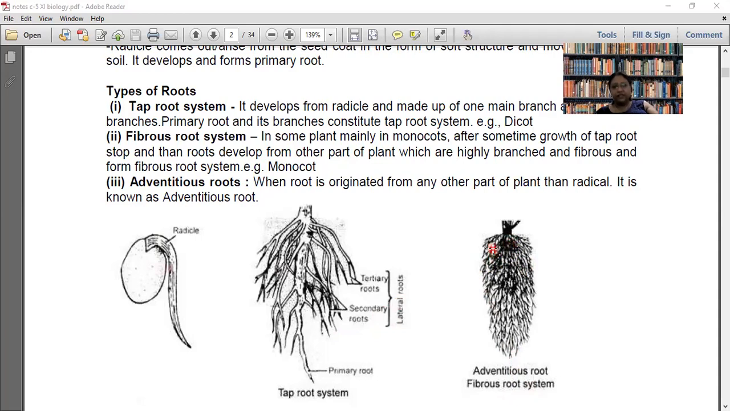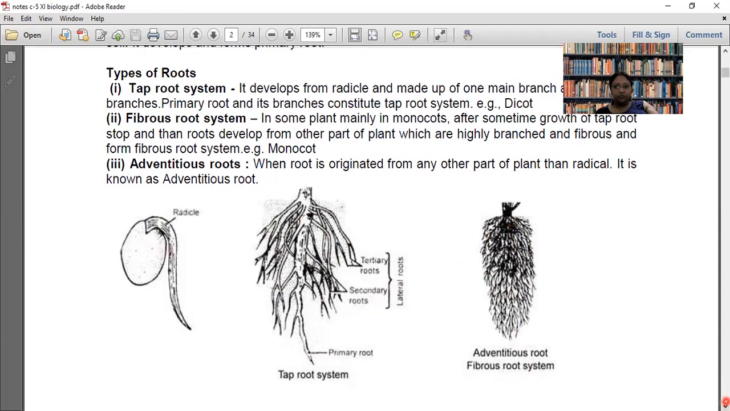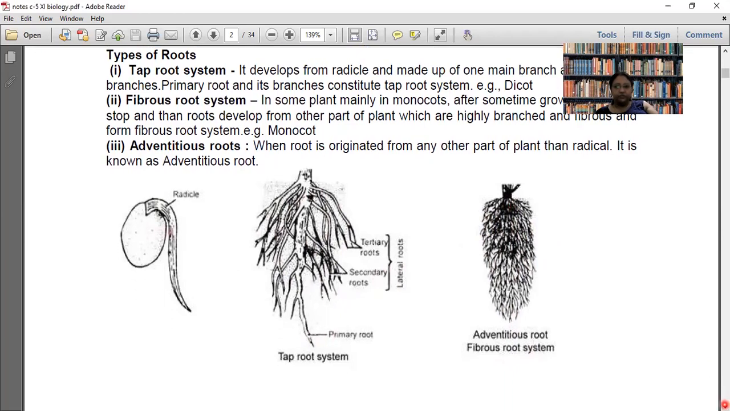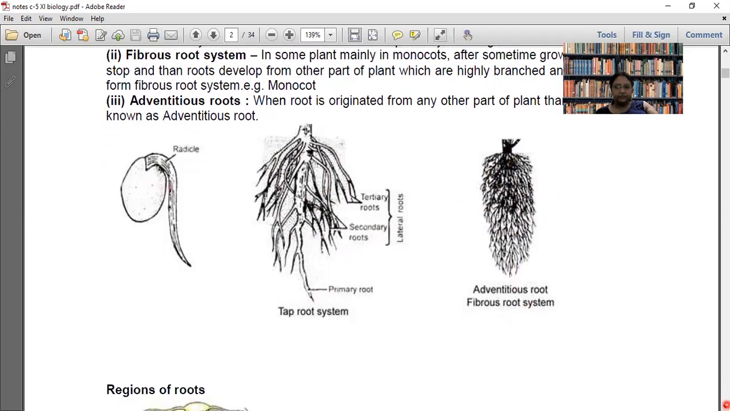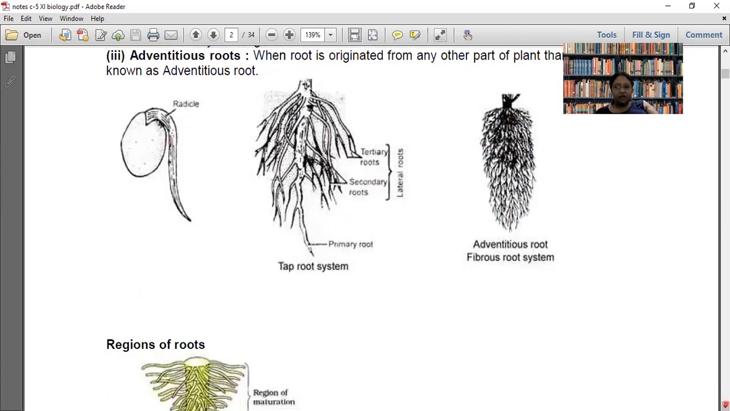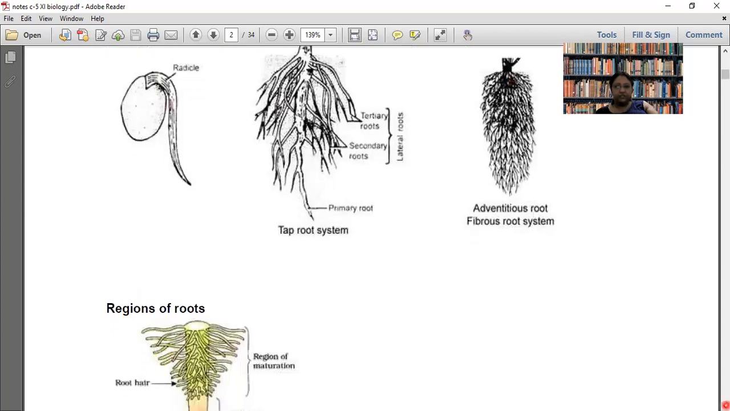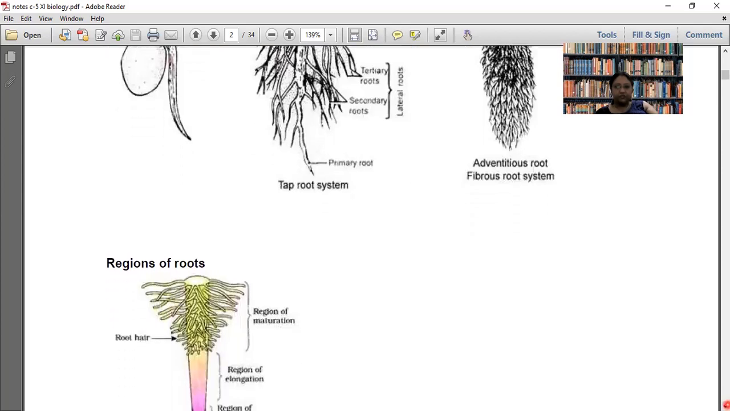Now you know that as we finish the classification of plant, taproot system is the characteristic of dicot and adventitious root system is the characteristic of monocot. Let's move ahead further. Now we will learn about the regions of root. What are the parts of root?